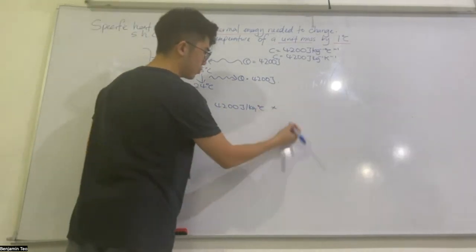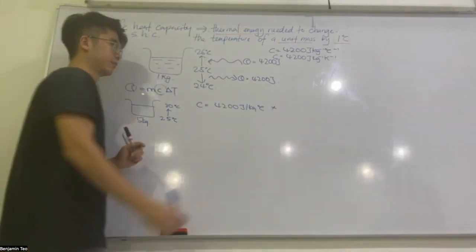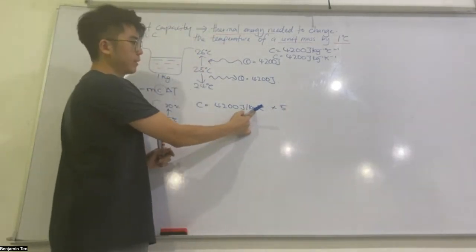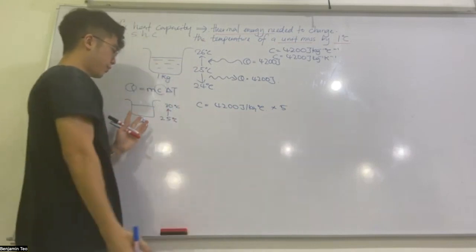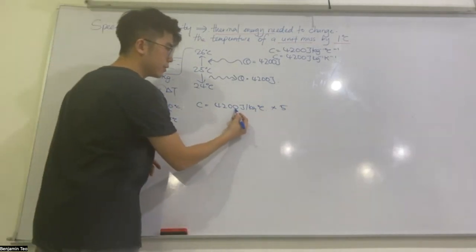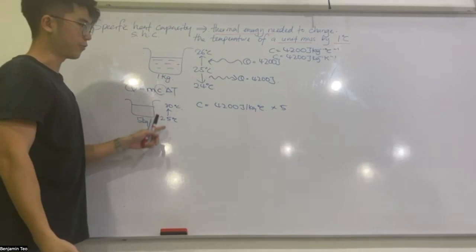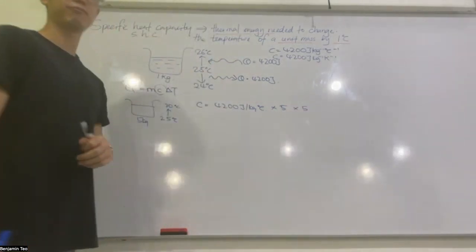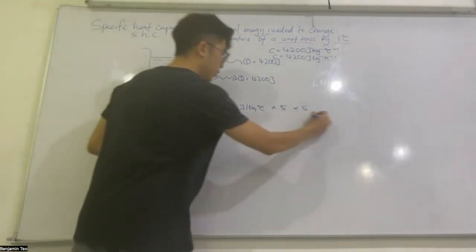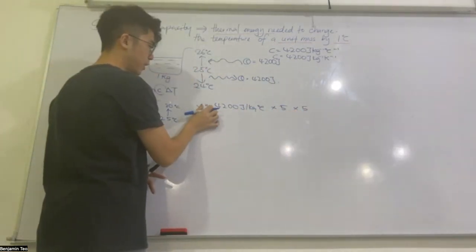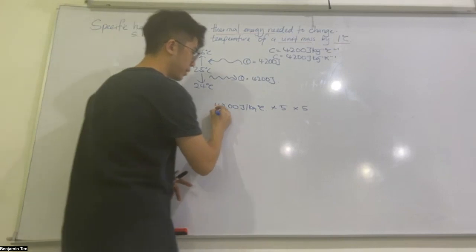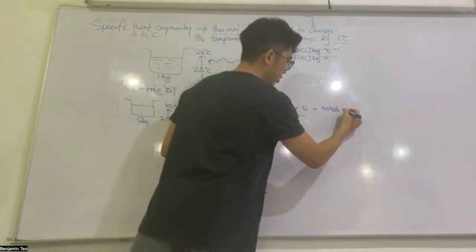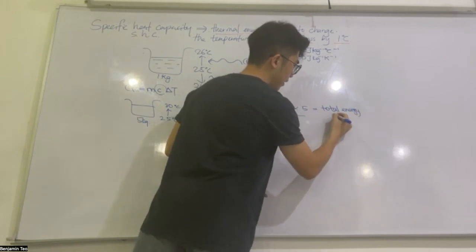Take that, and you multiply by how much mass you are heating, 5. You multiply by 5, because this is just 1 kg. And also this is just 1 degree Celsius. Now you've got 5 degrees Celsius, so you multiply again by 5. So this expression gives you the total energy needed.